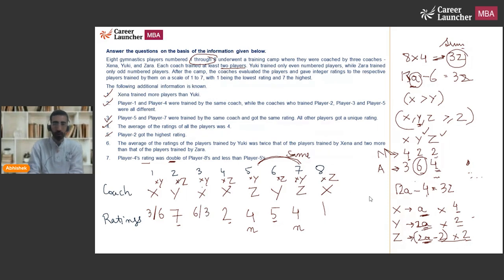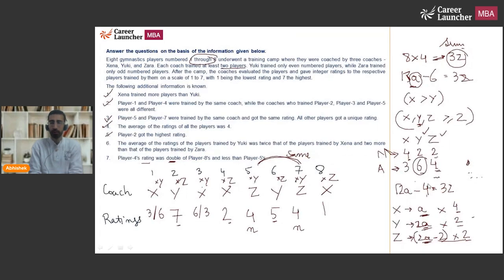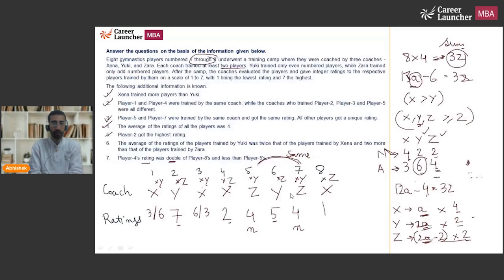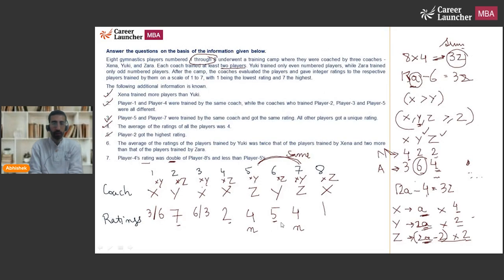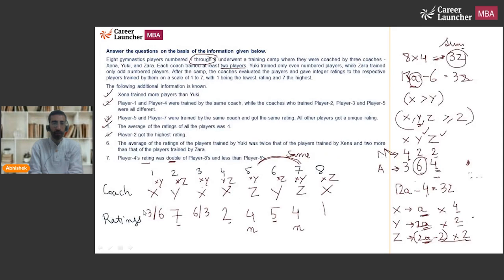So let's look at the questions now. What best can be concluded about the number of players coached by Zara? Zara, of course, 2 players. I mean, this is straightforward. Question number 2. What is the rating of player 7? Player 7's rating is 4. Right? Rating of player 6 is 5. How many players can the ratings be determined with certainty? Out of 8 players, 6 players we can determine with certainty.